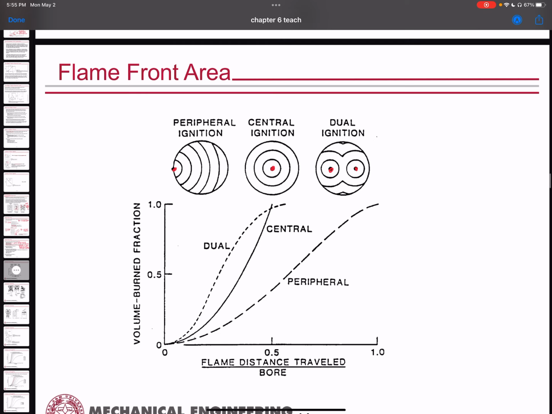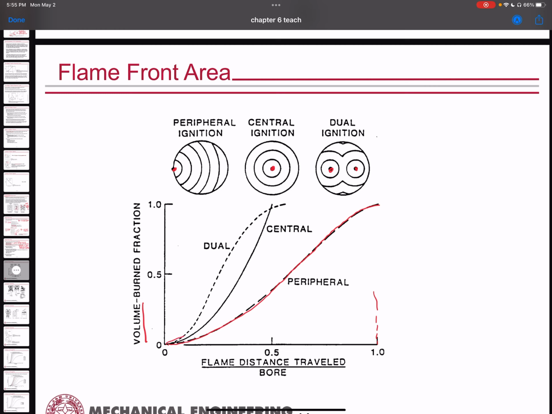And if you take a look at this plot, this is basically showing you the burned fraction. This happens to be volume burned fraction, but you can think of it also as being mass burned fraction, or mass fraction burned. And this is plotted as the flame distance traveled divided by the bore, right? And so when the value is equal to 1, that basically means that the flame has reached the edge of the cylinder bore, okay? And so if you have a side-mounted plug, you can see that it takes quite a long time in order for that flame to eventually reach the side bore.